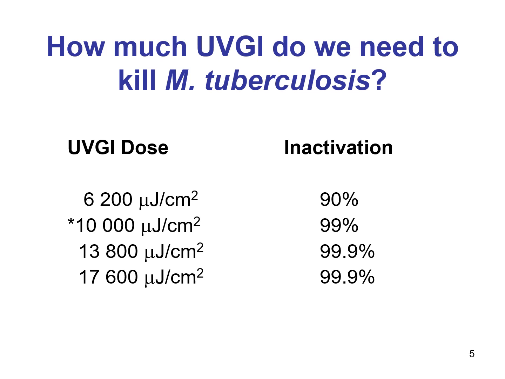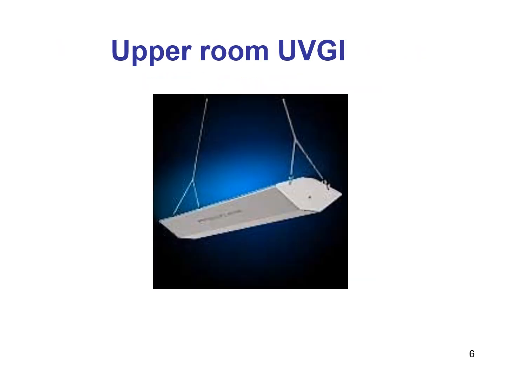The effectiveness of UVGI increases with the intensity of the radiation, here measured in microjoules per centimeter squared. Effectiveness also increases with wavelength of exposure and proximity of the lamp to droplet nuclei. The installation of upper room UVGI devices in ventilated rooms has the potential to reduce TB transmission.